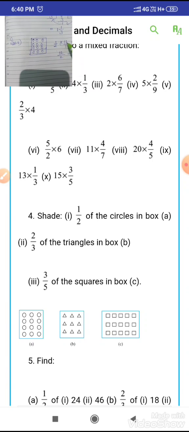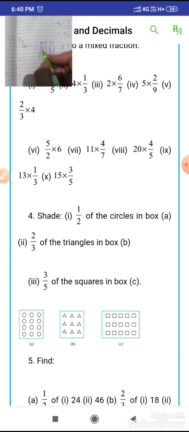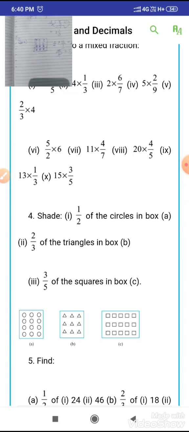First we multiply 12 by 1 and 2 by 1. So we have 12 upon 2. After reducing this fraction into simpler form, we have 6. So we shade only 6 circles in the figure A.